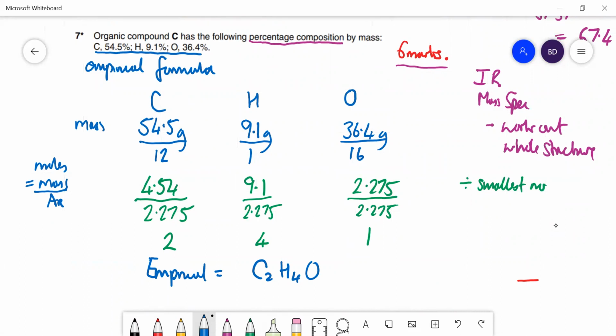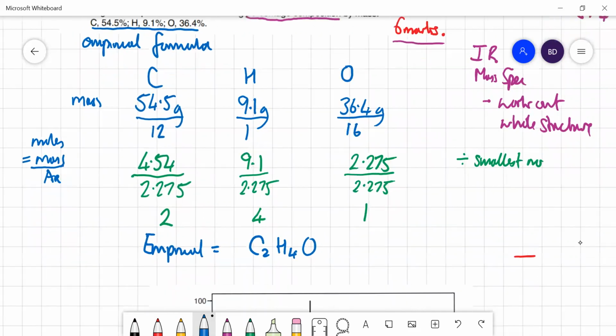Right, now that may or may not be the molecular formula. It could be a multiple of that. It could be C4H8O2, which I think is actually more likely. So now we need to look at the mass spectrum.